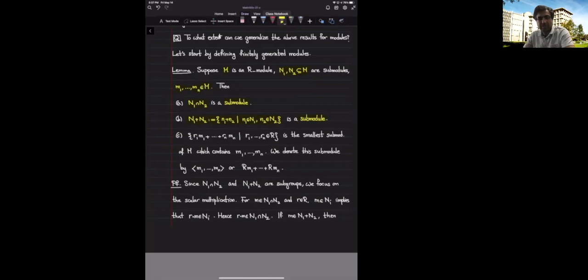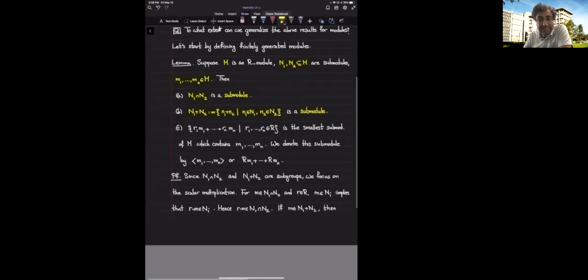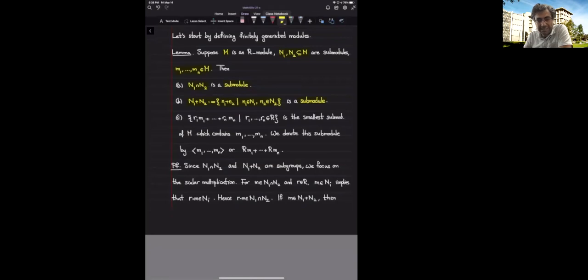The same applies here. I start with two submodules, and then I add every element of the first one by every element of the next one. I get a new subset of the module M. And my claim is that this is a submodule of the module M. Now go back to these elements that we have. We want to understand the smallest submodule that contains these elements. Remember, if m sub i's are inside the module M, every scalar multiplication of m sub i's are inside the module M.